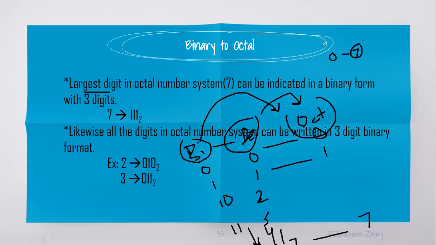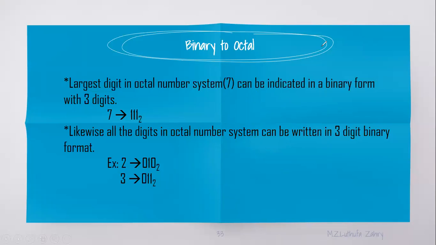So when I said 0 to 7, the highest number in the octal is 7. So the binary of 7 will be equivalent to the octal. So that will be 1, 1, 1. Okay. This is the binary of 7.